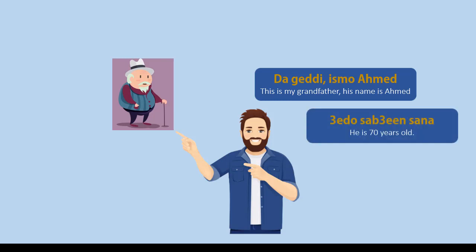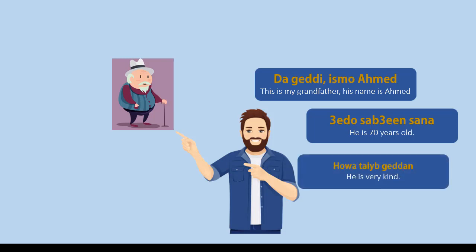Indu 70 sana. He is 70 years old. Again, indu, he has 70. Now you got a number in Egyptian Arabic. 70. This is a huge number. 70 sana, years. عنده 70 سنة. Again, عنده 70 سنة. Faster. عنده 70 سنة. Alright, next.